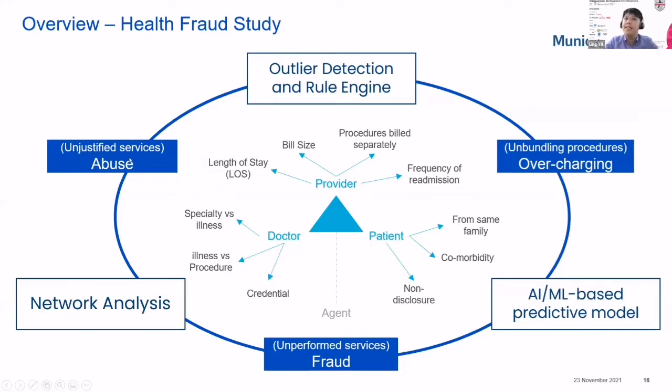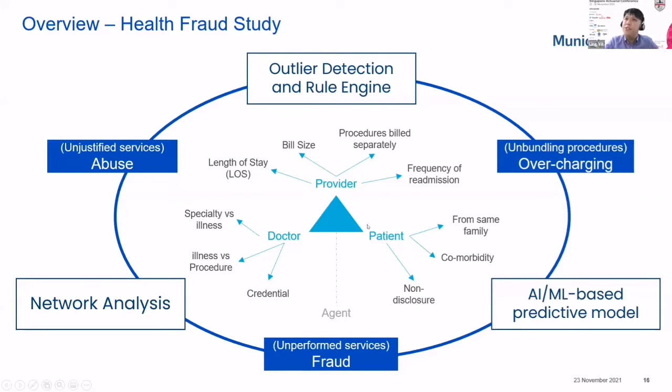So what you can see here is fraud, and then there's abuse and overcharging. Fraud would be something like unperformed services, hard fraud. Abuse could be unjustified services, for example, certain procedures that shouldn't be done in this way. So we will use outlier detection and static business rules to identify all these cases.